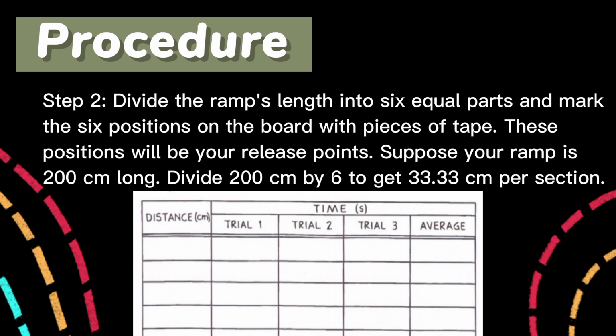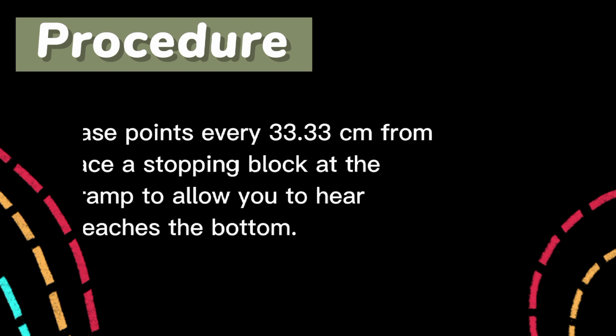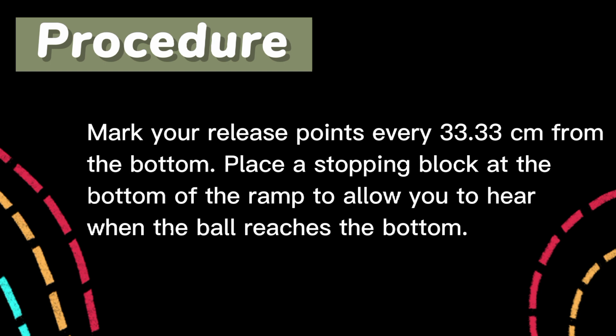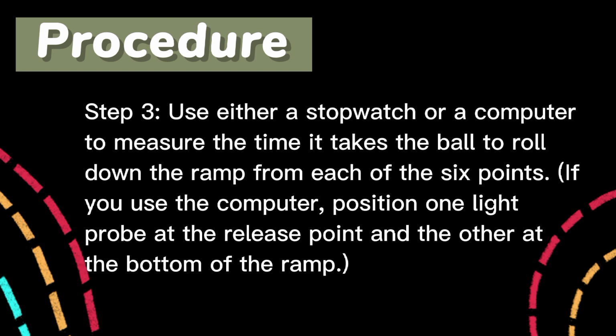Suppose your ramp is 200 cm long. Divide 200 cm by 6 to get 33.33 cm per section. Mark your release points every 33.33 cm from the bottom. Place a stopping block at the bottom end of the ramp to allow you to hear when the ball reaches the bottom.